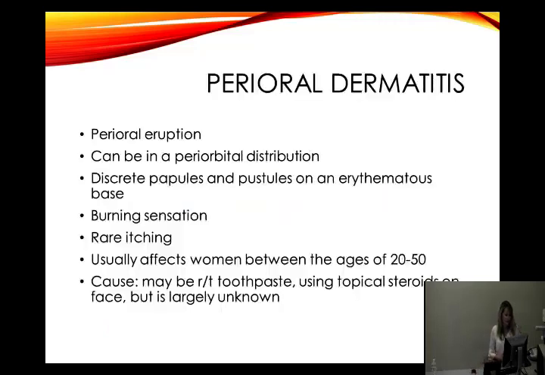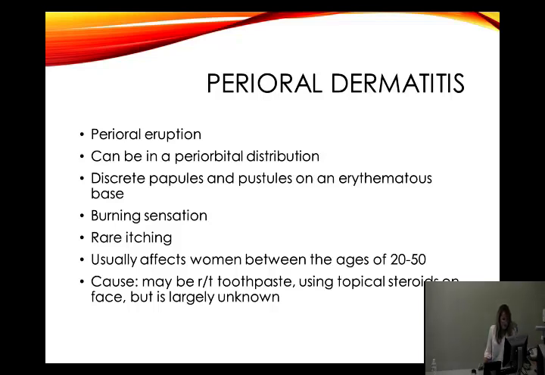So perioral dermatitis is something that you'll see quite a bit in primary care. It's a perioral eruption. So if you just took your fingers and circled from the bottom of your nose down around your chin, right here, it looks like acne. People come in and they have real discrete papules and pustules. It can be on an erythematous base. Sometimes causes burning or itching. Usually affects women between the ages of 20 to 50. So they'll come in and say, I've never had acne. Now I have these breakouts. I can't get rid of them.